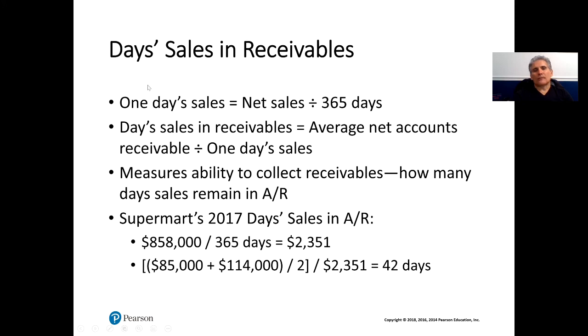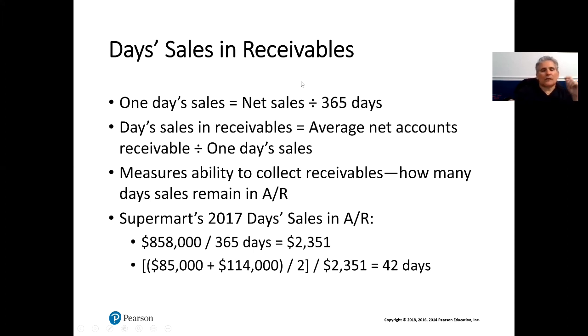Now for accounts receivable, we can actually convert the turnover to days' sales. To do that, we're simply going to take the net sales and divide that by 365 days. Now that we have one day's sales, we can use it to compute the days' sales in accounts receivable. The way we do this is we take our average net accounts receivable and divide that by one day's sales. What that does is measure how many days of dollars are sitting in the accounts receivable. We'll get our one day's sales by taking our net sales divided by 365 days.